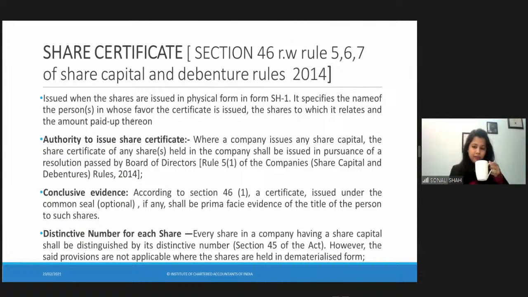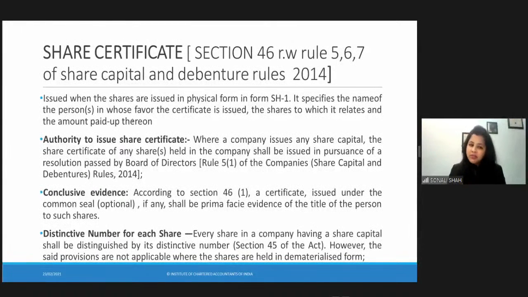So here I have prepared a summary sort of thing, reading Section 46 along with the rules. Now coming to the concept of share certificate. We know there used to be a requirement of issuing a share certificate whenever the shares are issued in a physical form. Two things that we already know: if the company is a public listed or unlisted company, its shares have to be in dematerialized form, correct? For private companies, they have an option. They can have shares in physical form or the demat form, right?